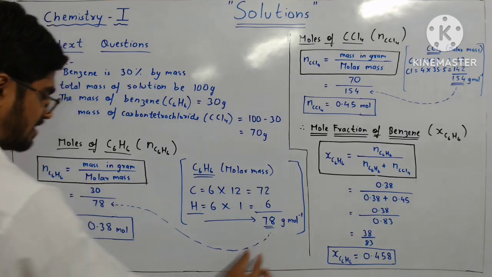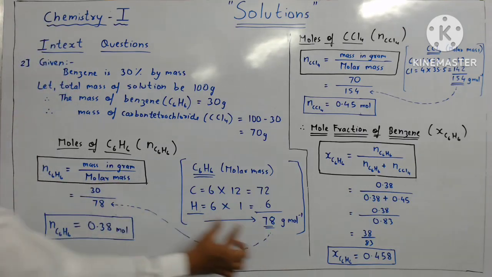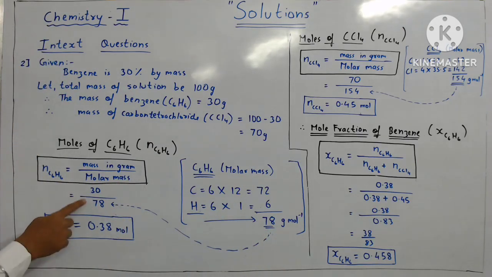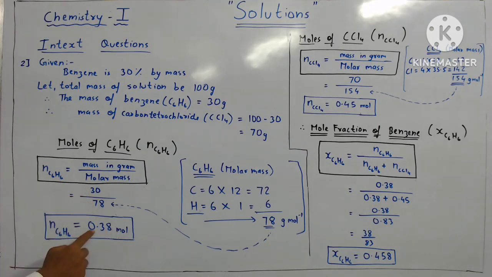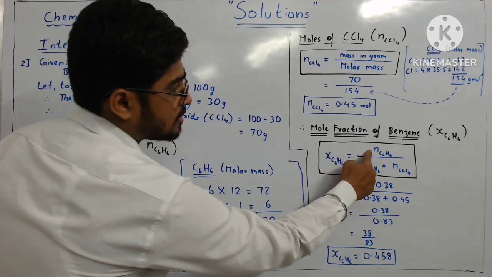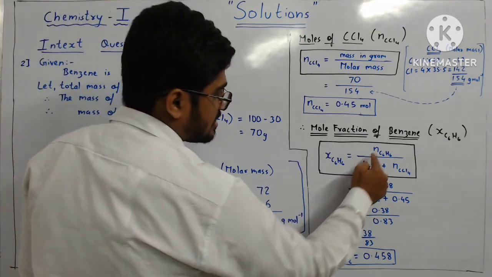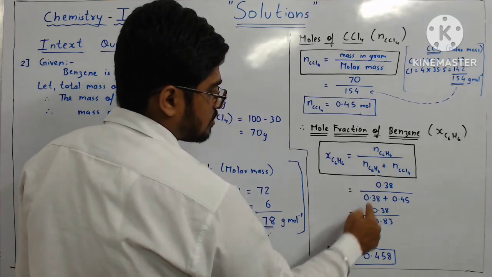So this value we will keep here, the molar mass of benzene. And what answer will you get? 30 divided by 78 you will get 0.38 mole. So the number of moles of benzene is 0.38 mole. This thing you have got. Now see, this is the same thing, so here also you will get 0.38.